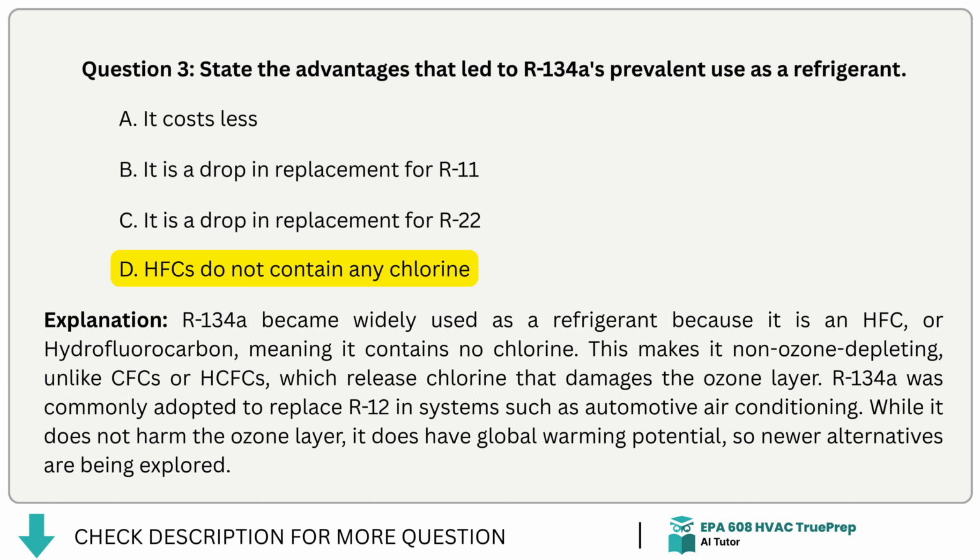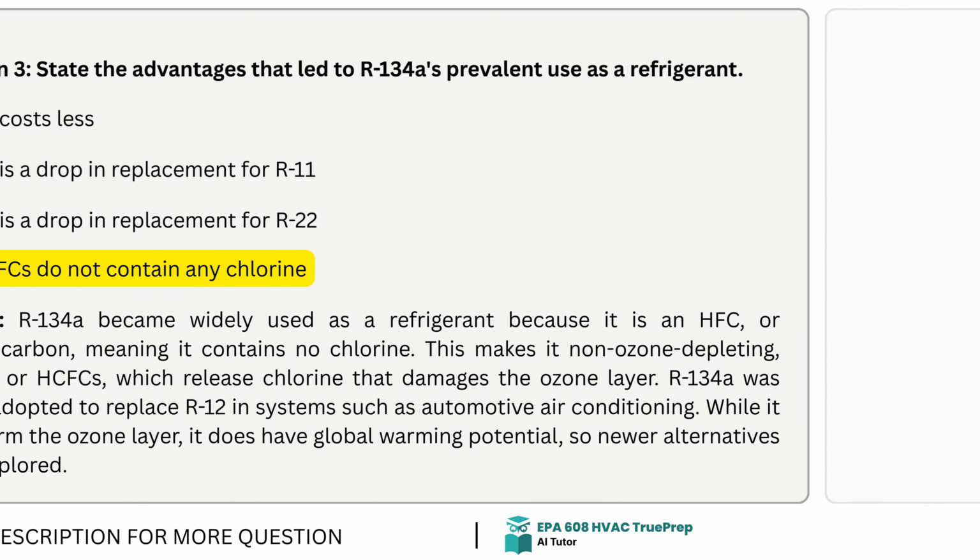R-134a became widely used as a refrigerant because it is an HFC, or hydrofluorocarbon, meaning it contains no chlorine. This makes it non-ozone depleting, unlike CFCs or HCFCs, which release chlorine that damages the ozone layer. R-134a was commonly adopted to replace R-12 in systems such as automotive air conditioning. While it does not harm the ozone layer, it does have global warming potential, so newer alternatives are being explored.